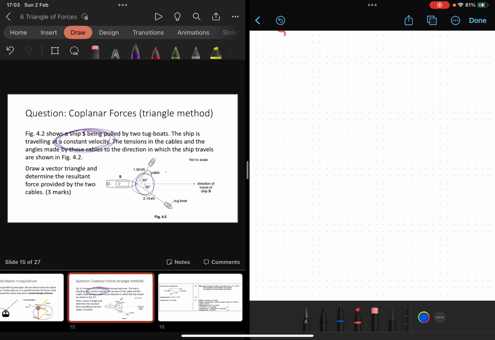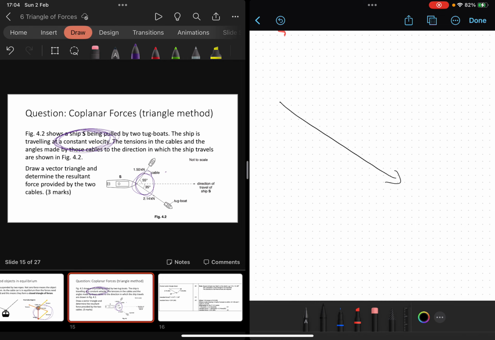The other thing I've circled are the two angles. It's always worth looking at the angles that you're given. Are they significant or not? Add them up. 55 added to 35, 90 degrees. Brilliant. I'm going to form a right angled triangle. Okay, so what I've got to do is determine the resultant force, and I know that this object or group of objects are in equilibrium, so I know that they should form a closed triangle when I draw each of the vectors.